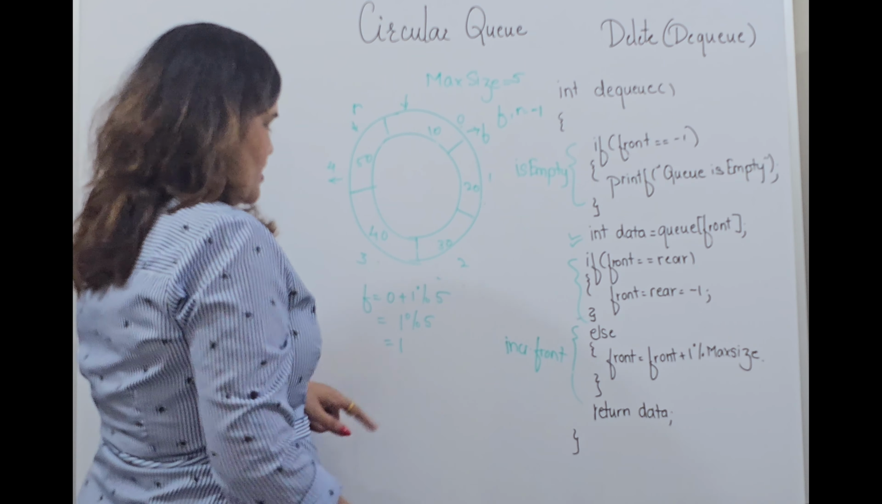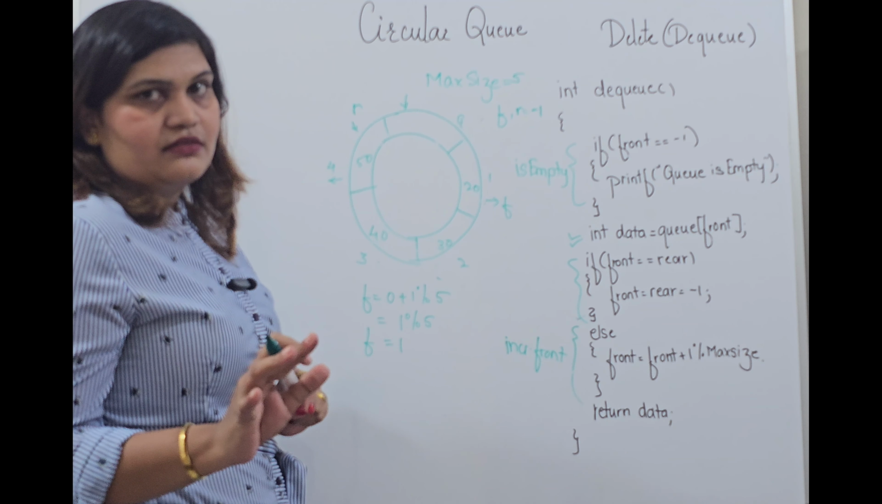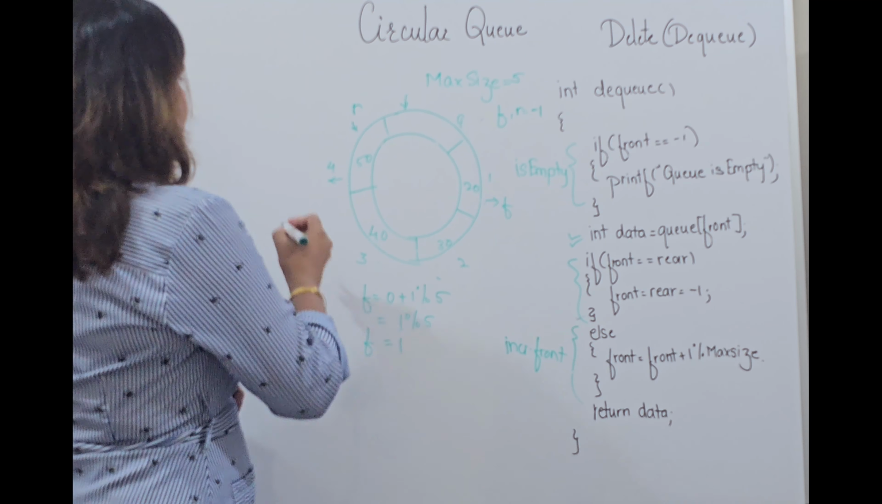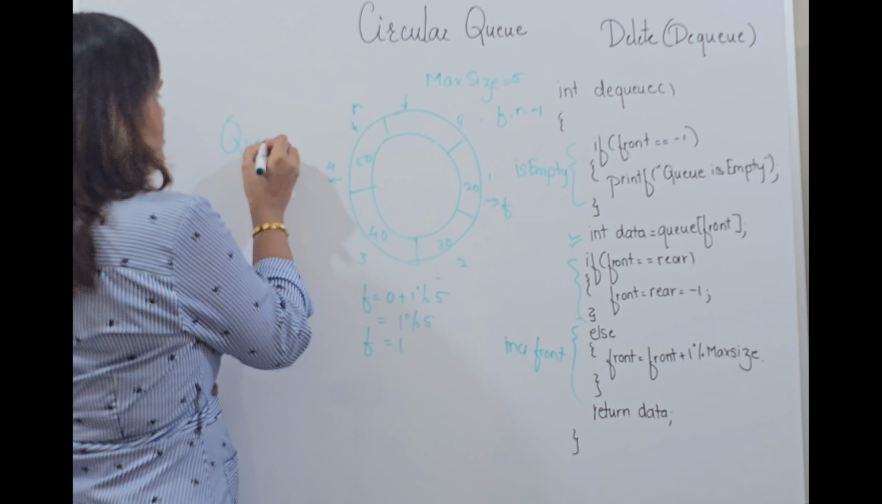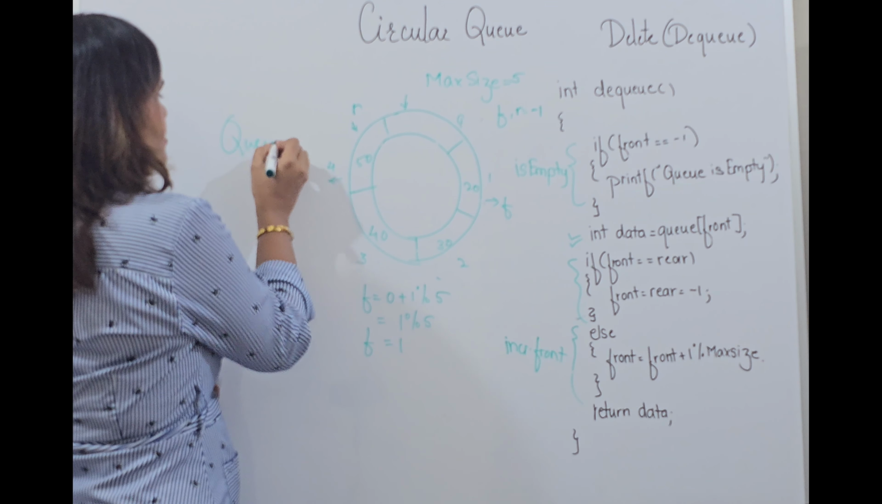So for my circular queue, when I'm trying to delete the element, I use this particular line of code to increment my front. The concept is the same. I increment my rear to insert the element. I increment my front to delete the element. When I'm using the plain queue concept, what do I do? Rear plus plus, front plus plus. Rear is for insertion, front is for deletion.